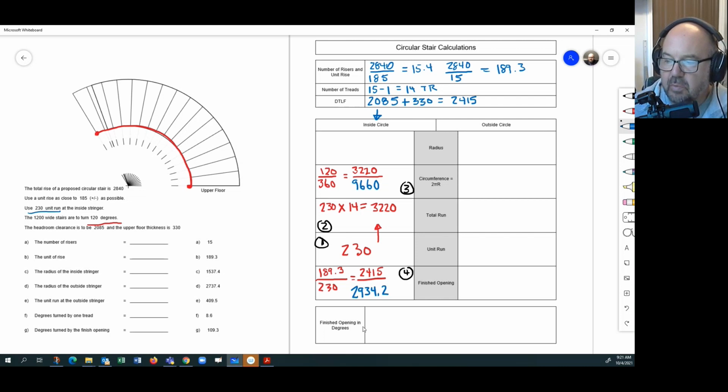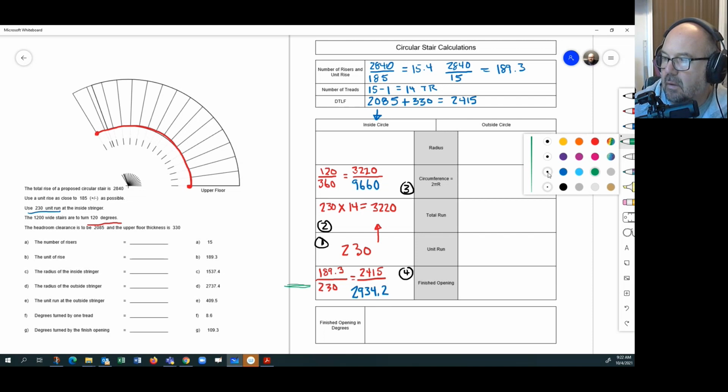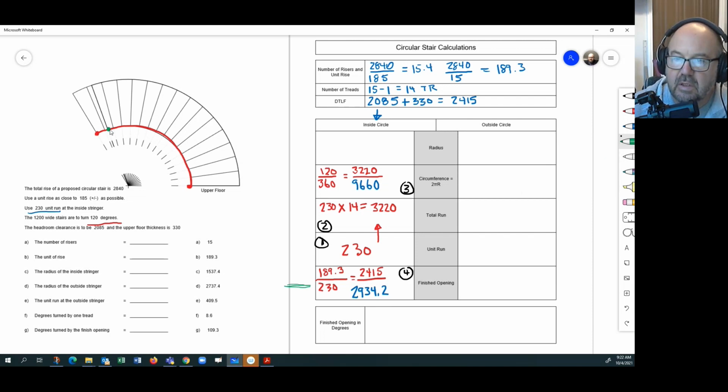And this bad boy here, finished opening in degrees. And so what we have here, finished opening, this is the distance. Green line. Let's do a green line. Finished opening is the distance from here around here. So let's do that. Finished opening in degrees. So remember we were using the full circumference to draw some proportions. So 360 degrees is equal to a full circumference of 9660.